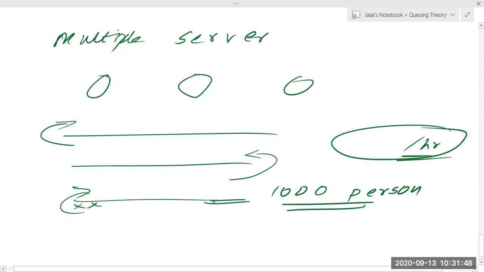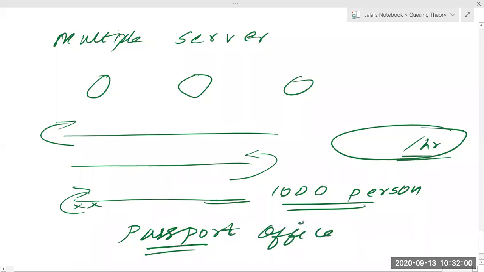Just like if you go to make the passport, you will find this kind of system, okay, where there will be multiple servers, okay. In the passport office, you will find this kind of thing, and there is a cap limit for every day or for every hour, okay. This will be called multiple server, finite queue length, right? Is it right? Yes, sir.